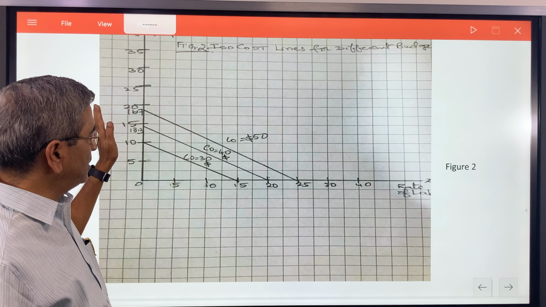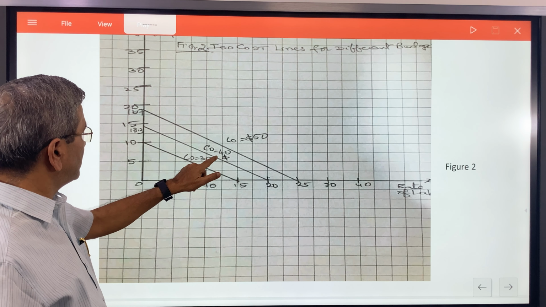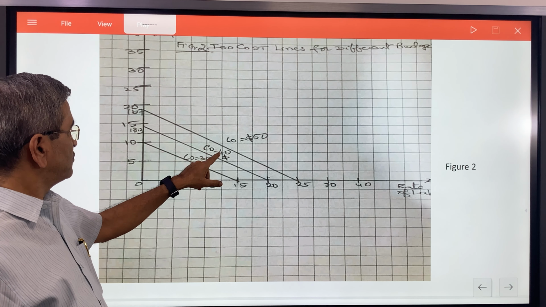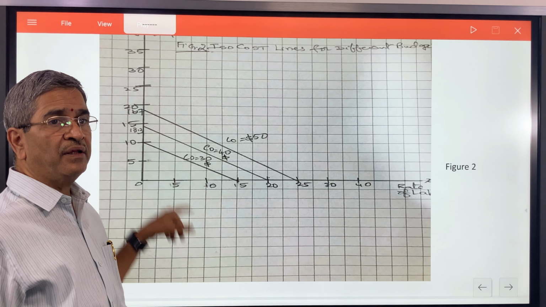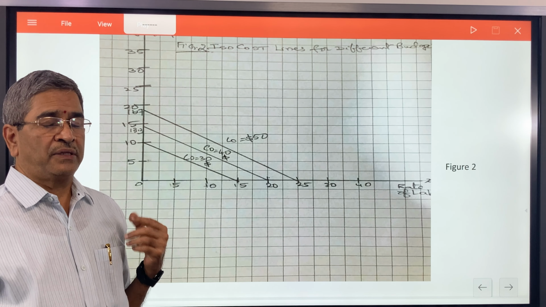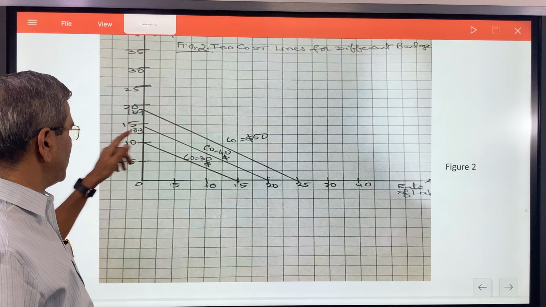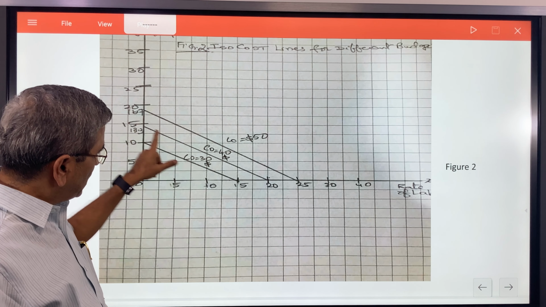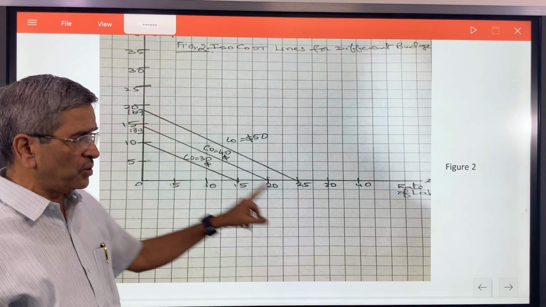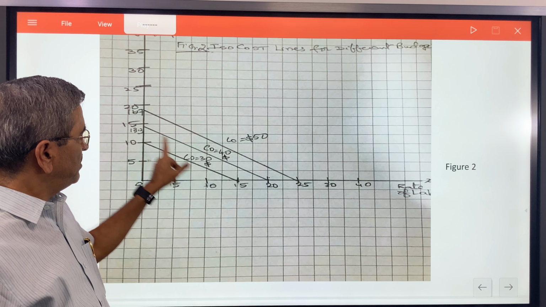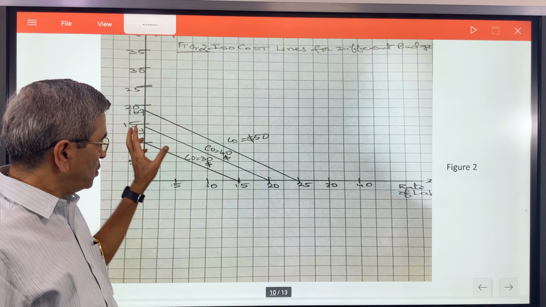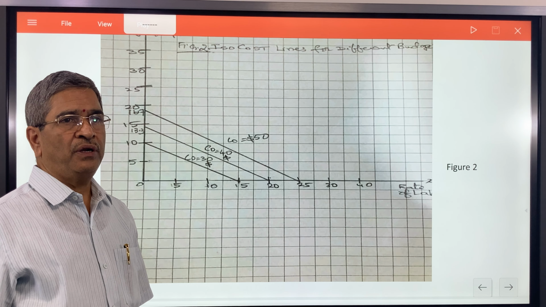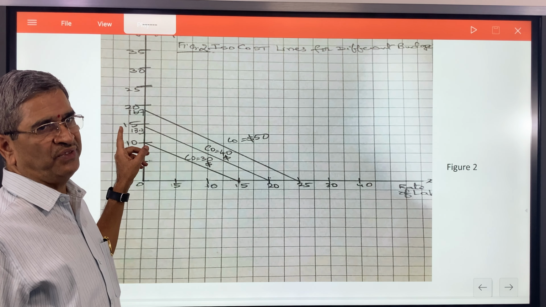How I got 15? Not exactly 15, it is 13.3, because 40 divided by 3, the $3 is the rate of capital we have taken. 40 divided by 3 is 13.3. So actual investment, actual production lies in between these two. So this line is a straight line drawn from two extremes.